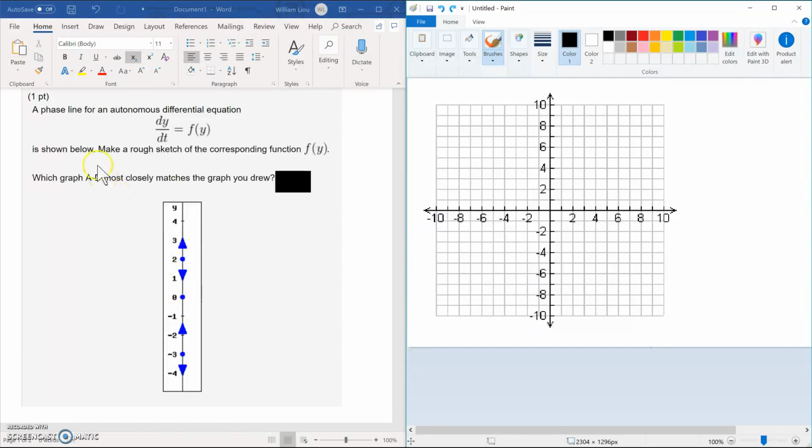So what we want to do first is make a rough sketch of the function. What we're going to do first is mark the equilibrium points on our graph over here. I have a graph as an example over here. So let's see, mark -3. We're going to mark 0 and a 2.